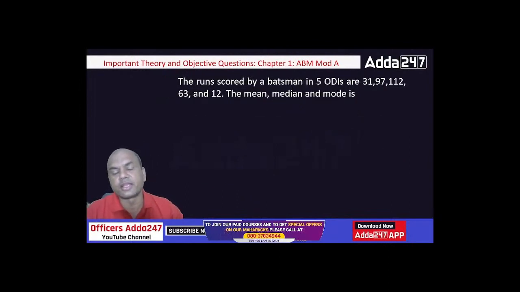Next one. The runs scored by a batsman in 5 ODIs are 31, 97, 112, 63 and 12. The mean, median and mode are? So what do we want? We want the mean, median and mode of these 5 numbers.